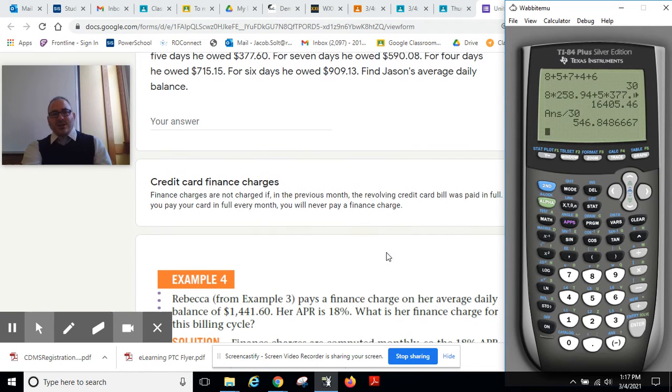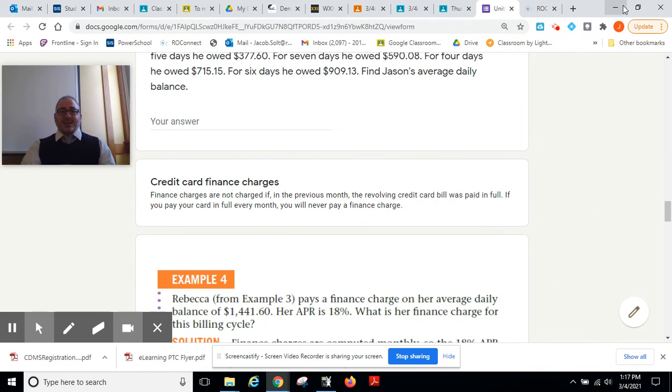All right, so credit card and finance charges. Here is the key to credit cards. If you learn one thing from this class on credit cards, this is probably the thing. Finance charges are not charged if in the previous month the revolving credit card bill was paid in full. If you pay your card in full every month, you will never pay a finance charge.